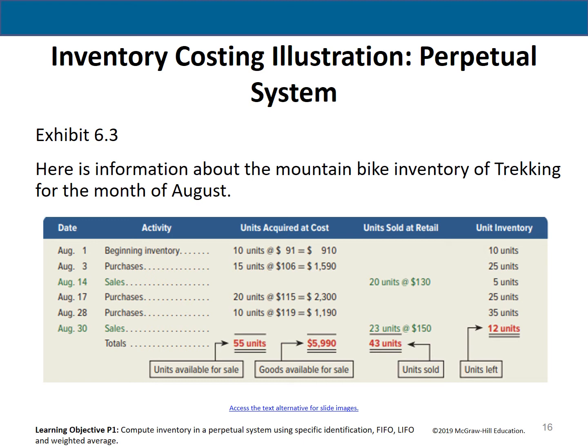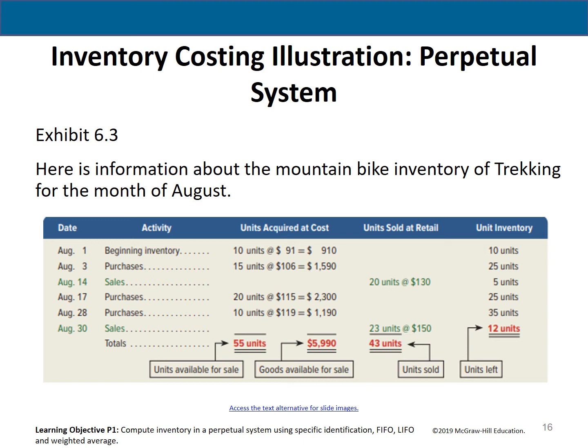On August 14th, they sell 20 bikes. They charge their customer, so the selling price of those bikes, $130. That isn't how much we debit cost of goods sold and credit inventory. That is how much we will debit cash and credit sales revenue for, what we charge the customer. So you're going to take that 20 times 130, $2,600. But when we sell those 20 bikes, we just removed 20, so there's only 5 left.